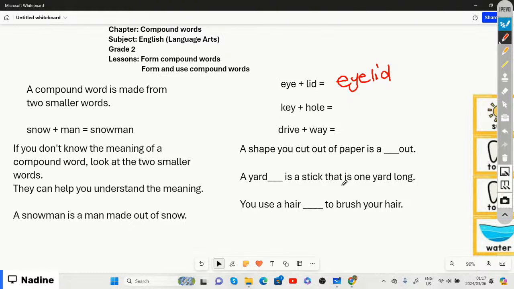All right, so we have key plus hole. We need to find the compound word of that word, key plus hole. If we put those words together, then we will have keyhole.